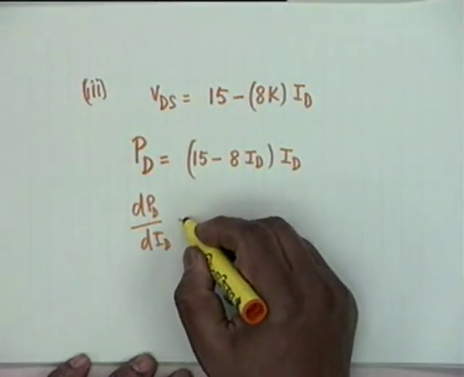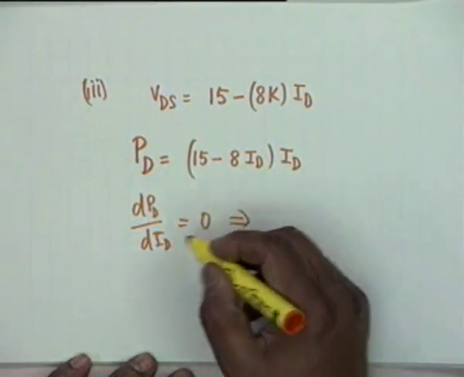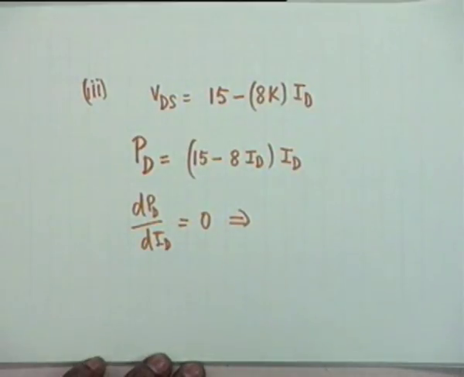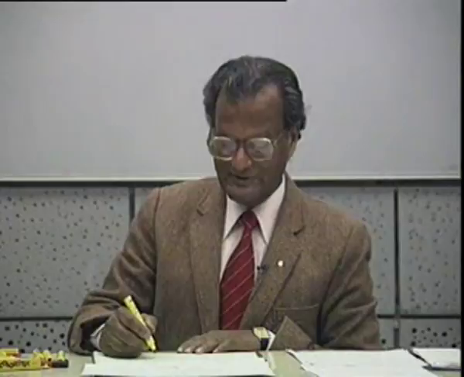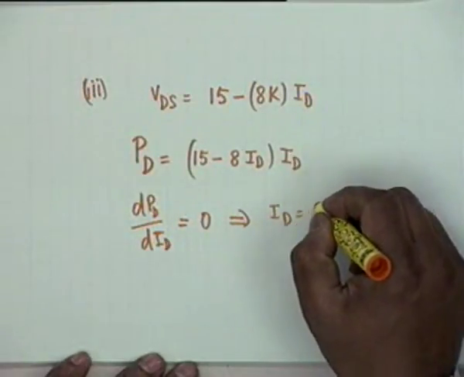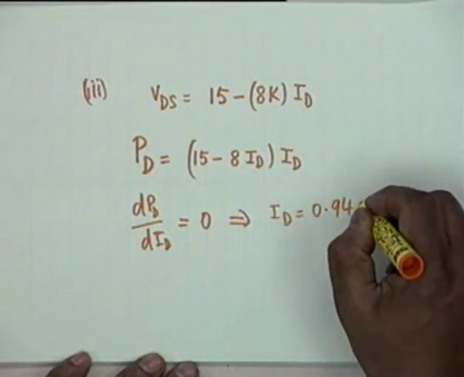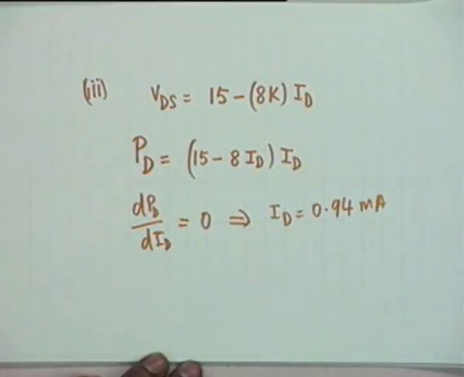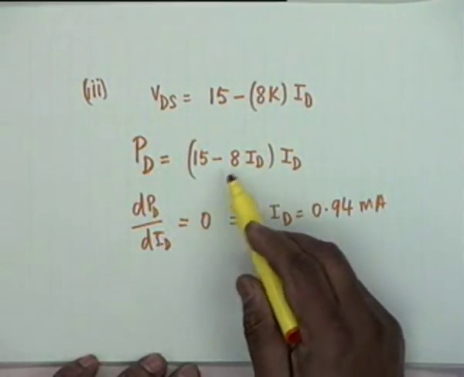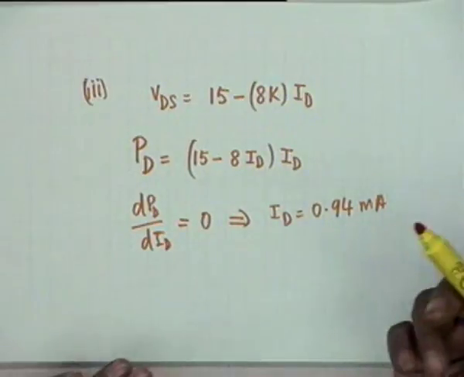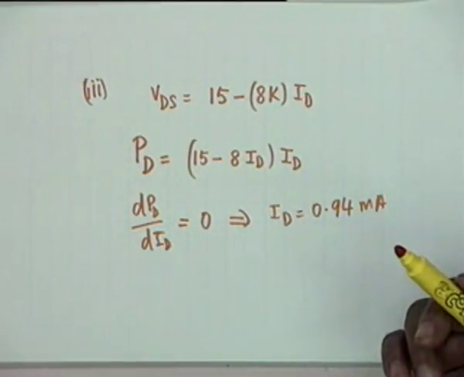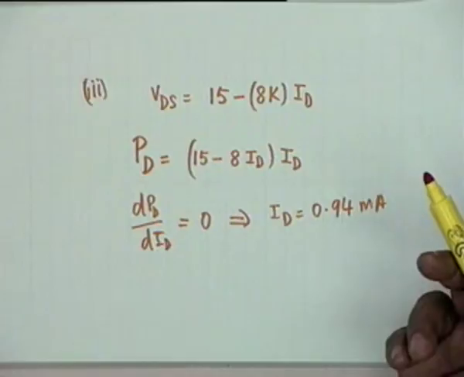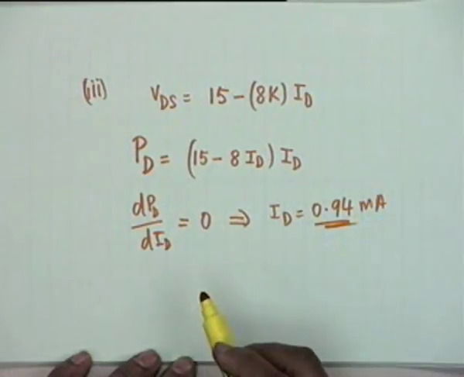as equal to 0. Obviously the second differential coefficient is less than 0, negative, so that's a condition for maximum, right? Okay, this gives me I sub D as equal to 0.94 milliampere. So this would be 15 minus 16 ID, isn't that right? Equal to 0. So ID equal to 15 by 16, which is 0.94 milliampere.